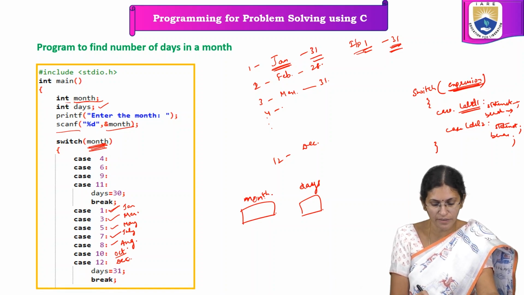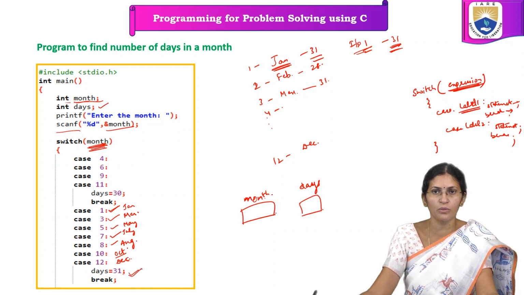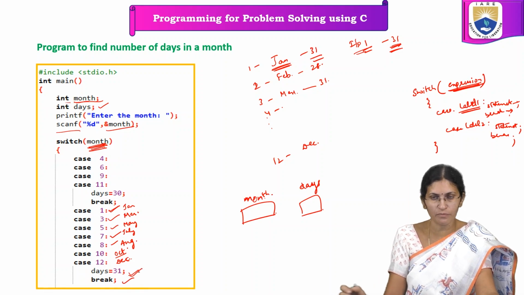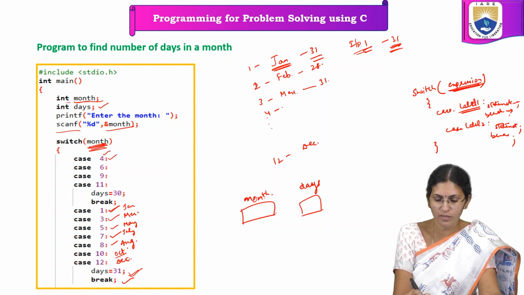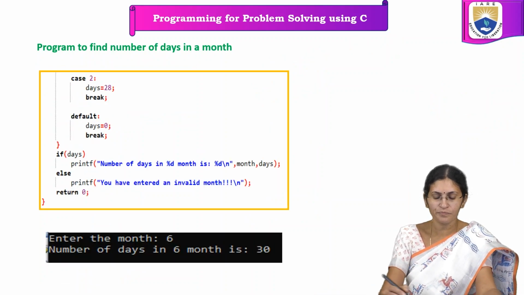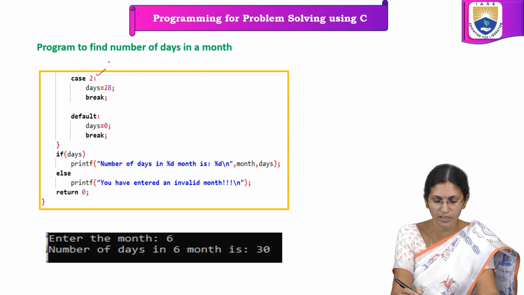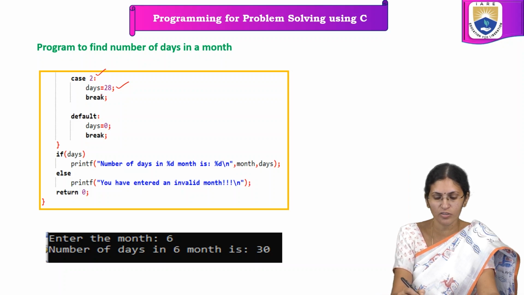So at the end we have written a statement: the value of this integer variable days will be equal to 31. Then the break statement will be executed and then it will come out of the switch. Now for the next case, suppose we enter the 4th month, 6th month, 9th and 11th month. So for all these cases, if any of the cases match, days will be equal to 30. Then for only 1 month, which is February, case 2, the number of days in the month of February is 28. So the integer variable days is initialized with the value 28.